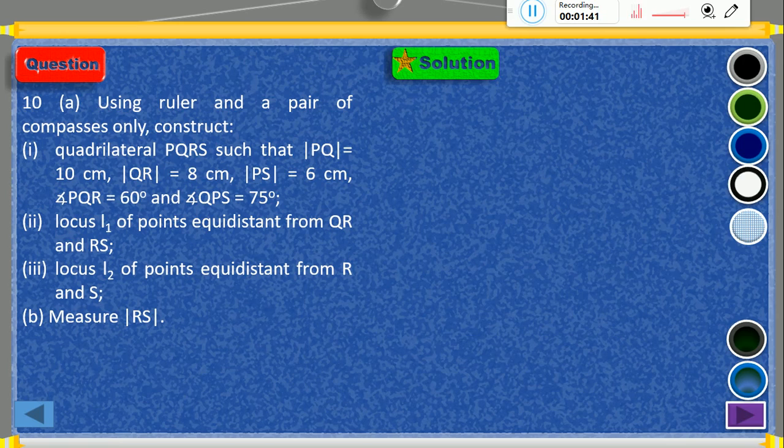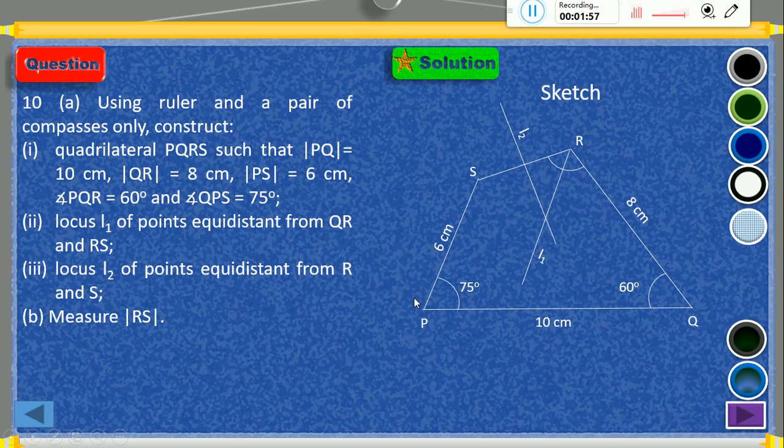Number 2. Draw locus L1 or points equidistant from QR and QX. Question number 3. Draw locus L2 or points equidistant from R and S. Question 10b. Measure RS. Step 1. Make a rough sketch to enable you carry out the construction.